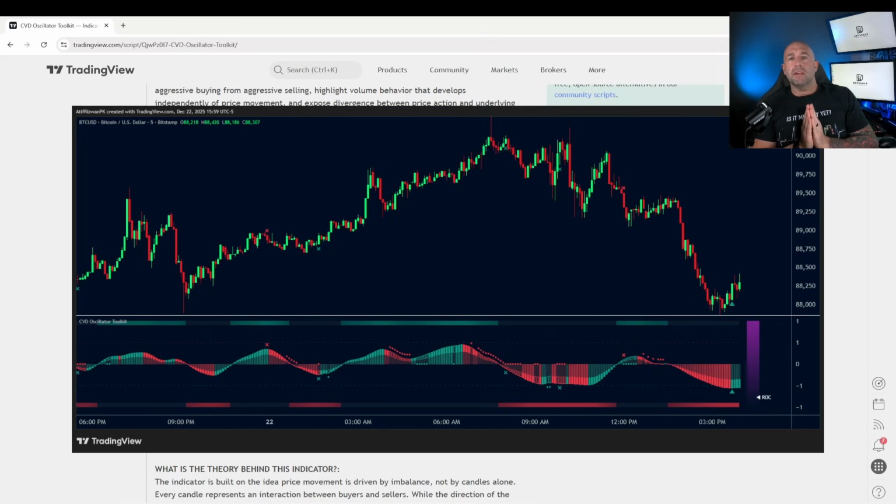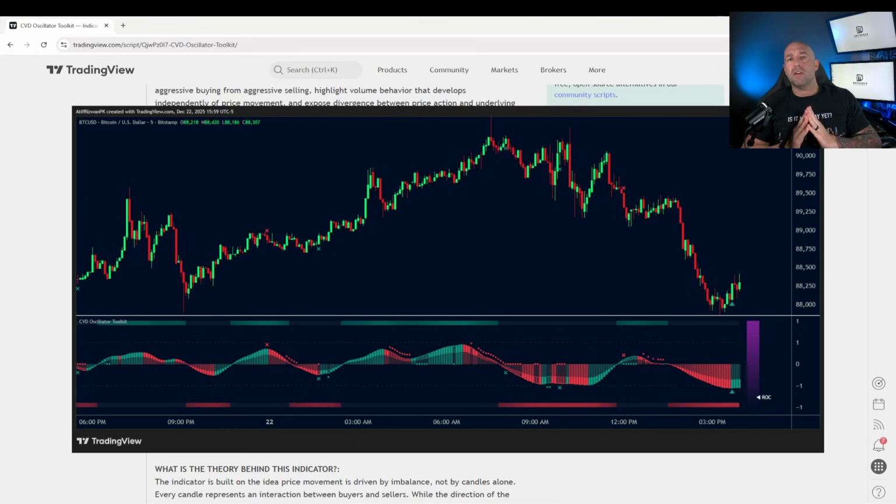This indicator is built on the idea that price movement is driven by imbalance, not by candles alone. Every candle represents an interaction between buyers and sellers, while the direction of the candle shows which side gained control. Volume reveals the intensity of that effort. The CVD Oscillator Toolkit reconstructs this interaction by estimating buying and selling pressure on each bar, accumulating that imbalance over time, and then normalizing the results so volume behavior can be compared meaningfully across different symbols, sessions, and timeframes.